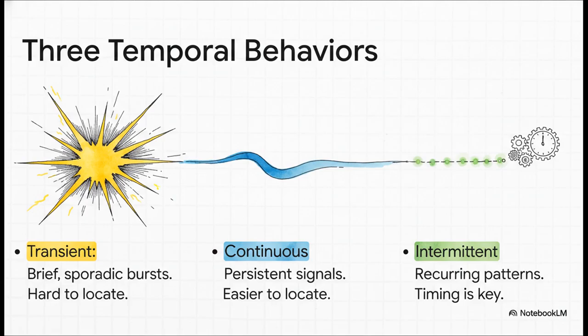Okay, so let's just quickly recap those three temporal behaviors. You're looking for something that is either transient, totally unpredictable, or it's continuous, always on, nice and persistent, or it's intermittent, it follows a pattern. And what's so important to get is that each one of these requires a completely different mindset to hunt down effectively.